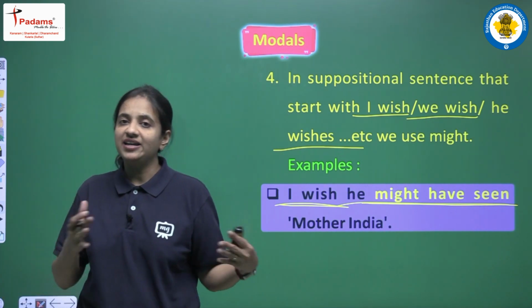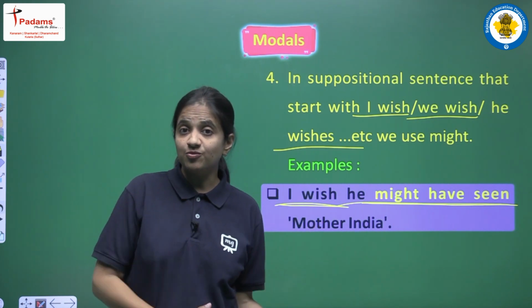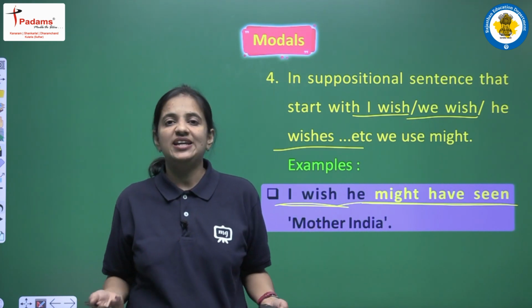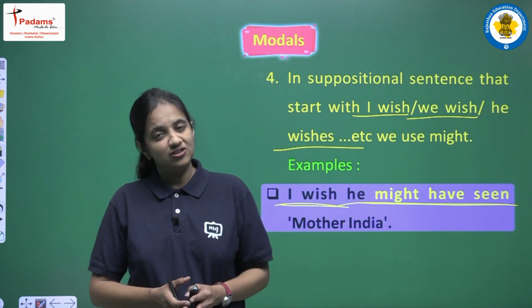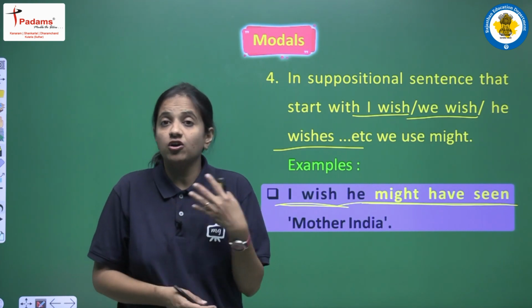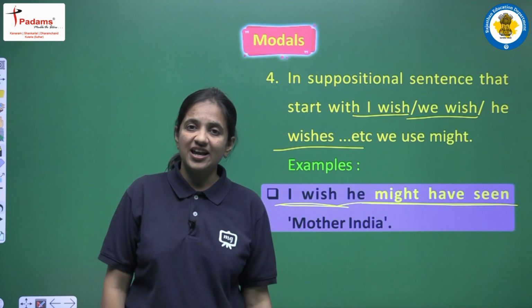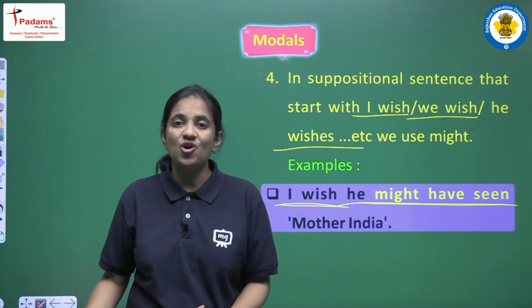Just remember that might is the past form of may, and it is used for a very remote possibility. It is used to show very less possibility, and yes, it is also used for permission when we are full of politeness, we are full of hesitation, then we can use might for permissions also.